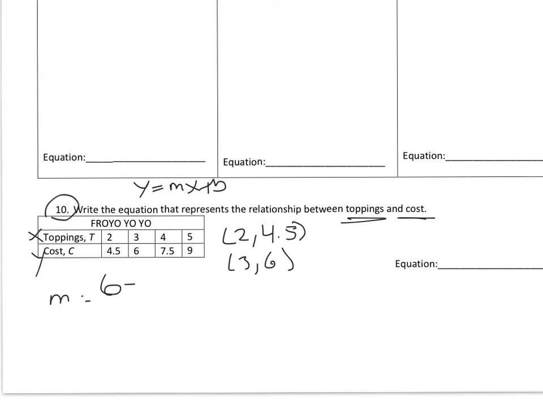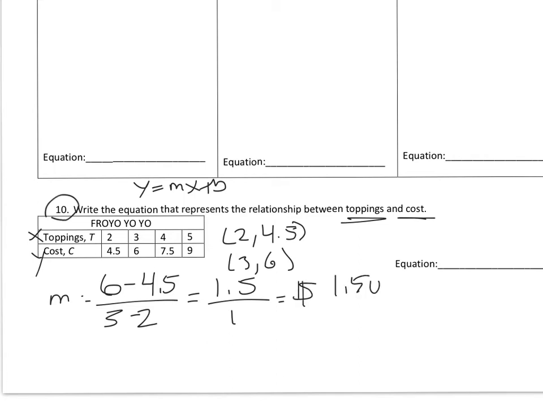Y minus y, so 6 minus 4.5, because remember I want my cost in the numerator. Then I'm going to take 3 minus 2, the x values. 6 minus 4.5 is 1.5, and 3 minus 2 is 1. So, if you want to think about it in terms of slope, it's $1.50 per one topping. And that makes sense, because when it went from 2 to 3, it added $1.50.